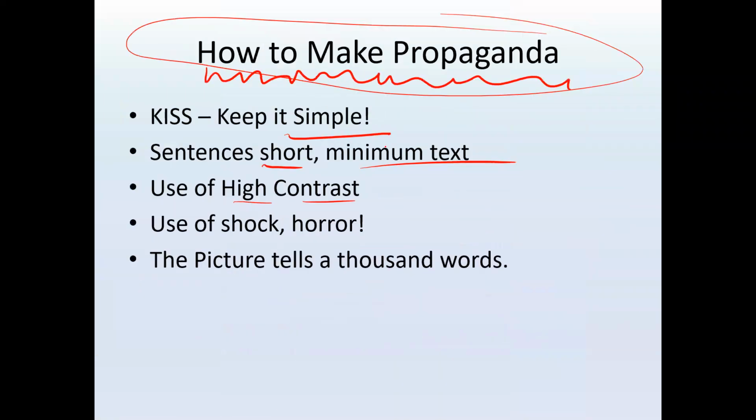Back to where we were. So, high contrast, shock, horror. Make people stop and look and go, oh my God, that's horrific. Think about the gorilla, think about the bayoneting of the baby. Remember, the picture itself is worth thousands of words. So if somebody was going to create some propaganda, it needs a minimum amount of text, minimum amount of words, and big high contrast pictures. And that's exactly what you're going to do now, ladies and gents.